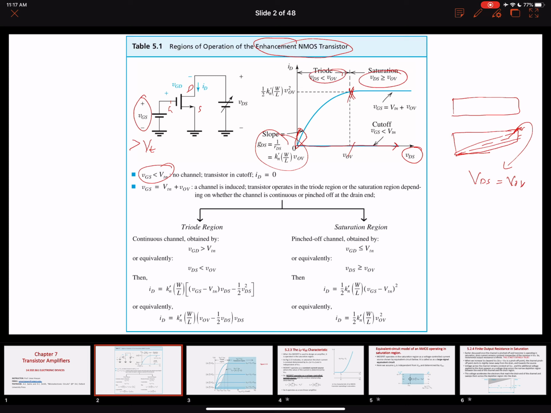Condition for the triode region is over here. This can also be alternatively represented by the gate to drain voltage. For a triode region, the gate to drain voltage should be greater than the threshold voltage, and for saturation, it should be less than the threshold voltage. Or you can represent that in terms of the drain to source voltage. For saturation, it needs to be greater than or equal to the overdrive voltage, the equal point being the start of the saturation region. And here are the values of the drain currents for both the saturation and the triode regions.